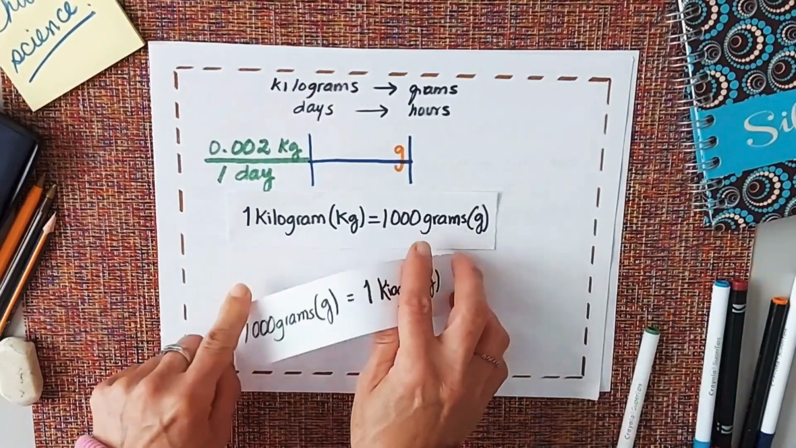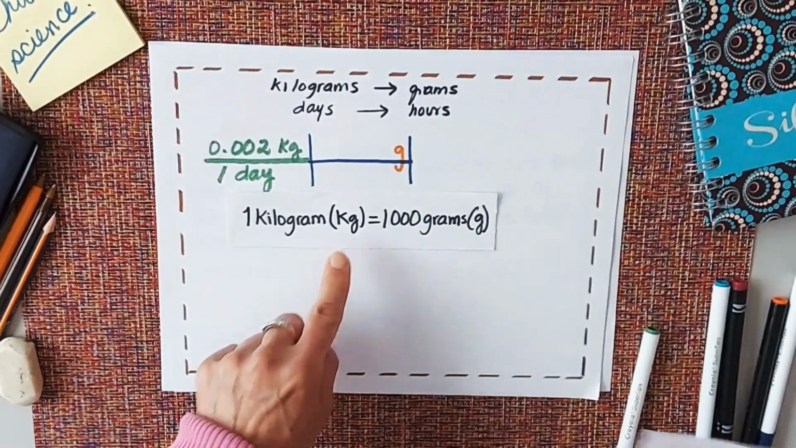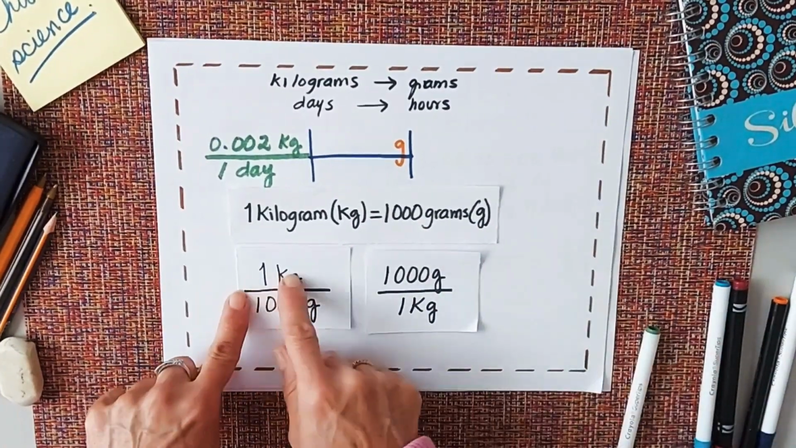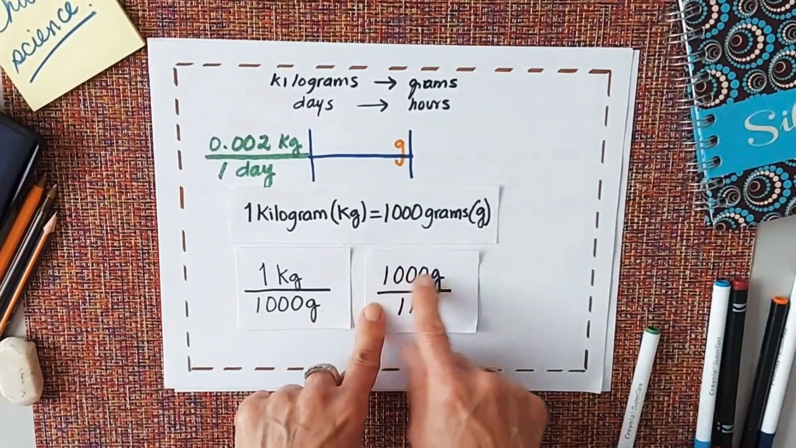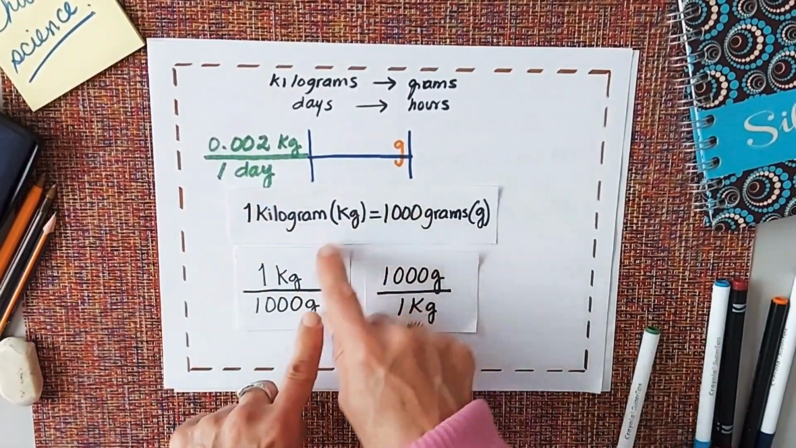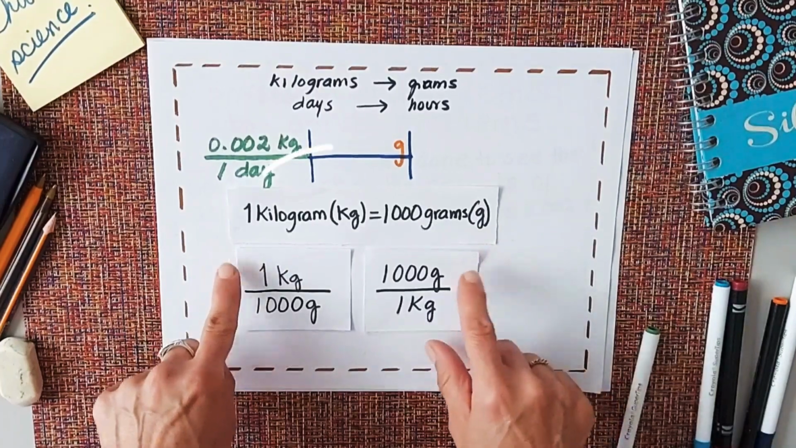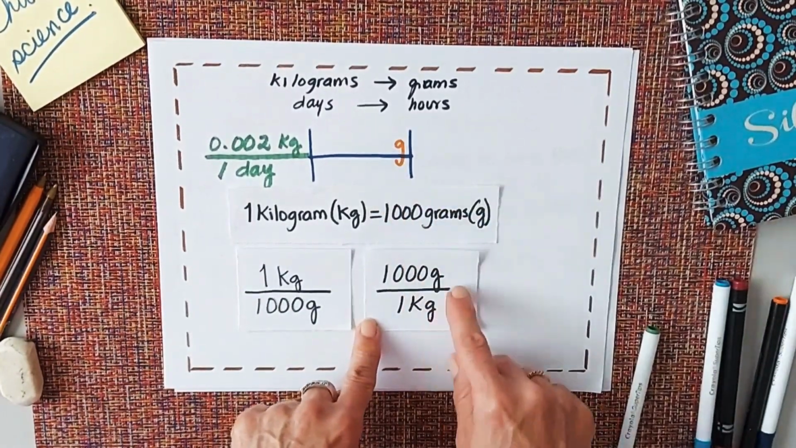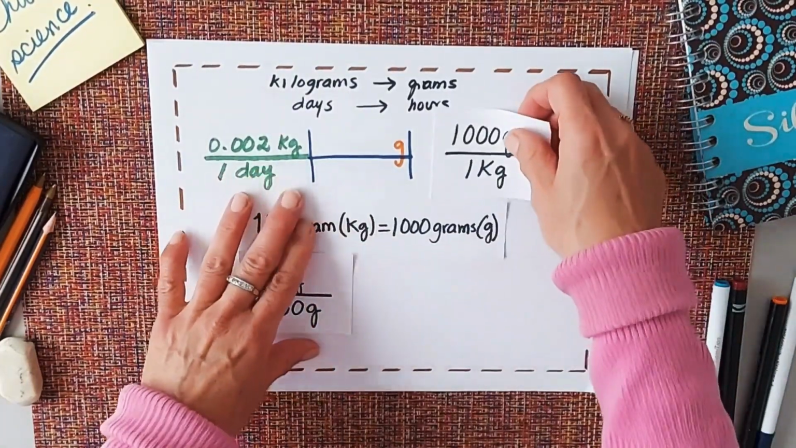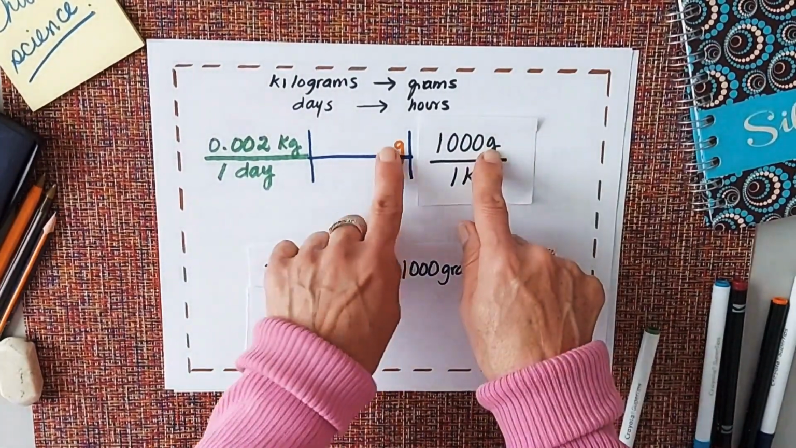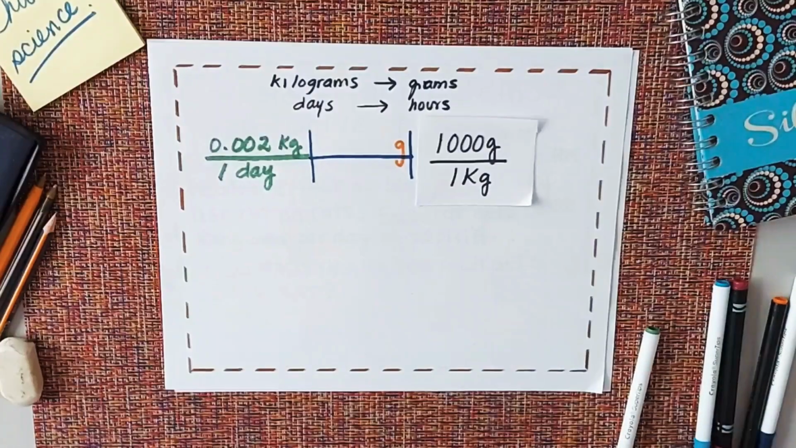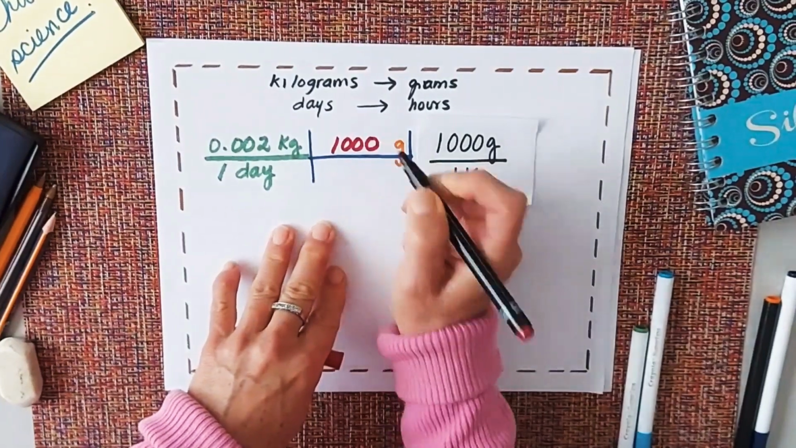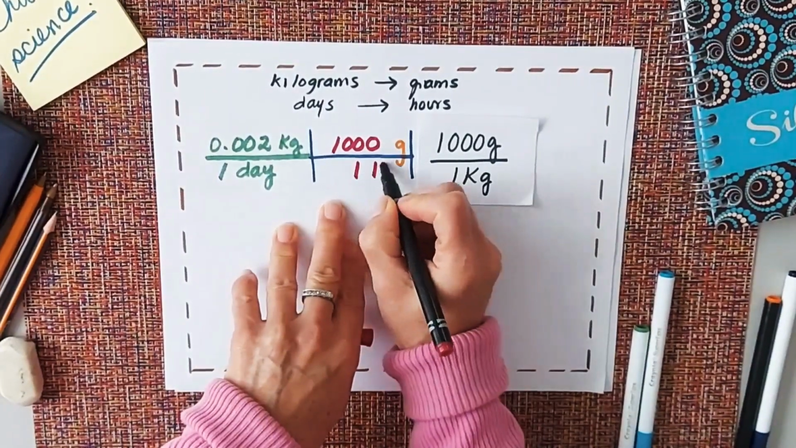Now we are going to write this statement as a conversion factor. We have 2 conversion factors from this statement. The first one is 1 kilogram over 1,000 grams, or 1,000 grams over 1 kilogram. Remember that these expressions mean the same thing. Now we are going to choose the best conversion factor for this place. This is the best conversion factor because here we have the grams on the top of the conversion factor. Now we are going to copy these values here: 1,000 grams over 1 kilogram.